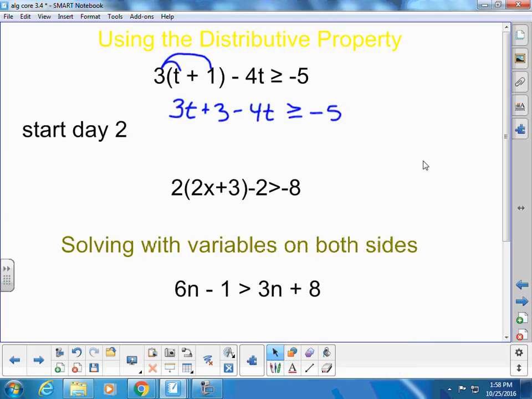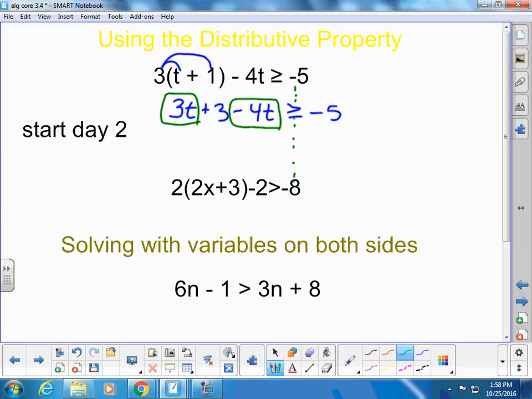We have some like terms that we should combine. These are both on the same side of the inequality. So I have a negative 4t there, and I have a positive 3t there. So 3t minus 4t, I'm going to end up with a negative t plus 3. And then I still have the same sign, negative 5. Okay, I'm going to move this over to the right. So I have negative t plus 3 greater than or equal to negative 5.